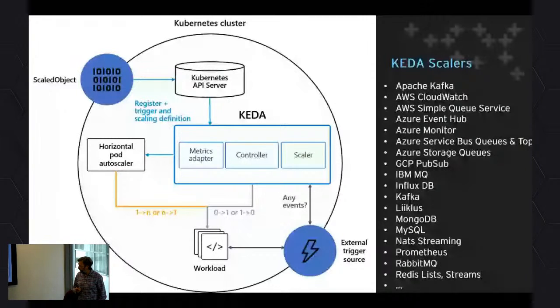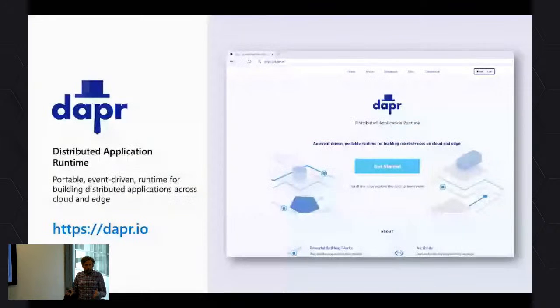The other open source framework that is super easy to use with container apps is called Dapr. Has anyone heard of Dapr? Just a few of you. So again, this is an open source project. It was initiated by Microsoft, but the development is completely in the open. It stands for Distributed Application Runtime, and it's basically a framework or system to make it easier to develop and host microservices.